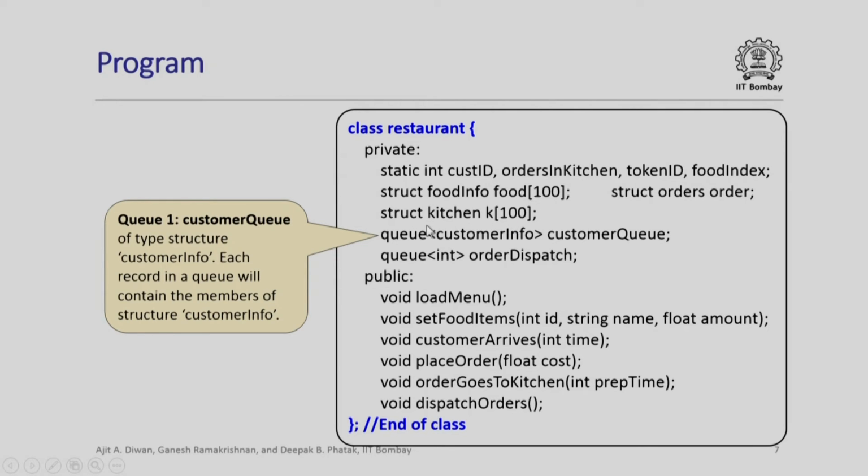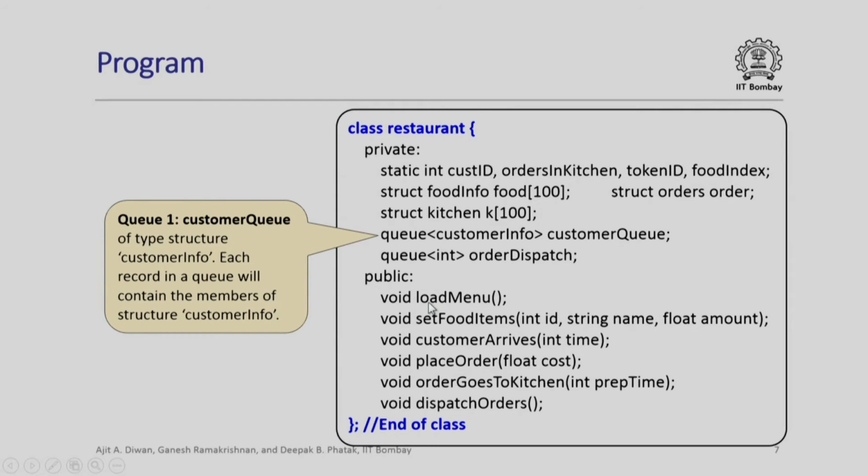Next, we look at the formation of queue. So, we define the queue which is customer info queue, we call it customer queue. Similarly, we have a queue which is order dispatch queue. We have already seen these queues earlier. This is a brief explanation of what a customer queue is. We have now public members which are essentially the functions that we will be writing.